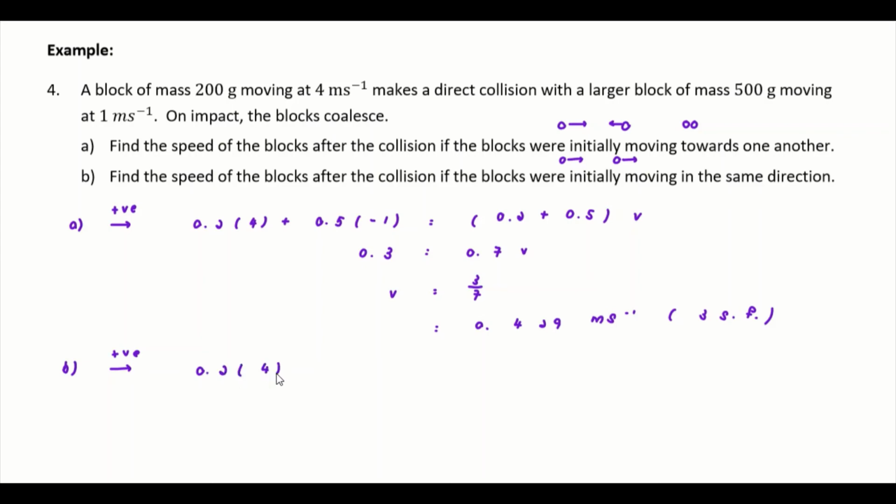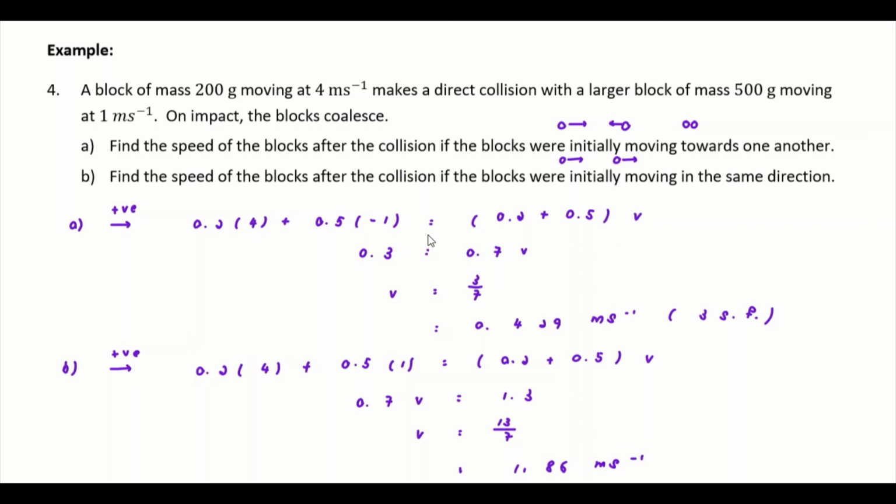So 0.2 times 4 plus 0.5 times 1 equals (0.2 + 0.5)v. So 0.7v equals 1.3. So v will be equal to 13 over 7, which when we change it to decimal is 1.86 meter per second. Let's try to understand this question a bit.